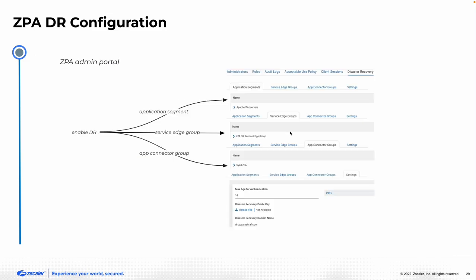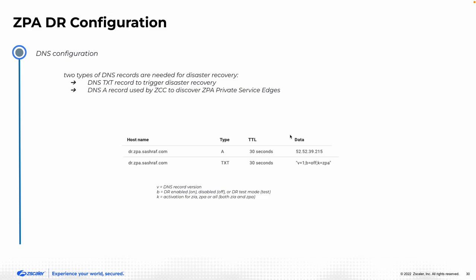Identify the critical applications ahead of time, designate app connector groups and a Private Service Edge group for business continuity, and enable DR. DR mode is controlled by a DNS DR record that the customer must own and control. The DR activation record for the disaster recovery domain is pushed as a DNS TXT record to the DNS server, and the Private Service Edge IP is pushed to the DNS server as a DNS A record.